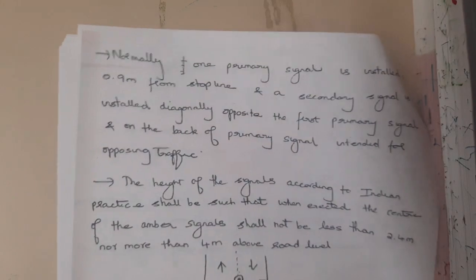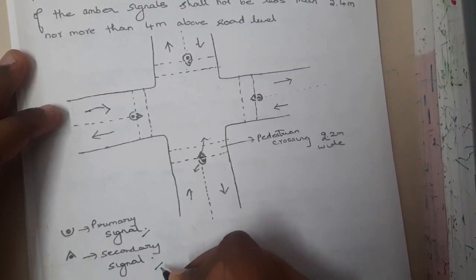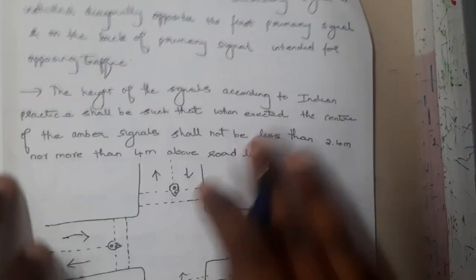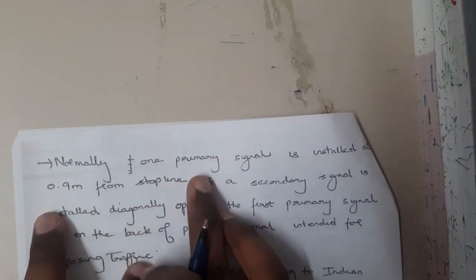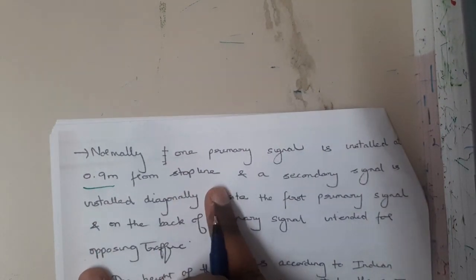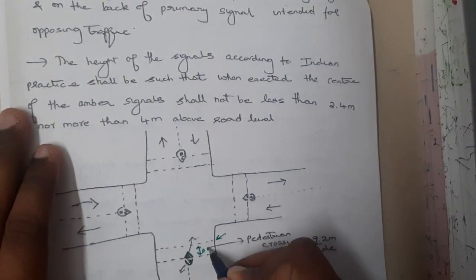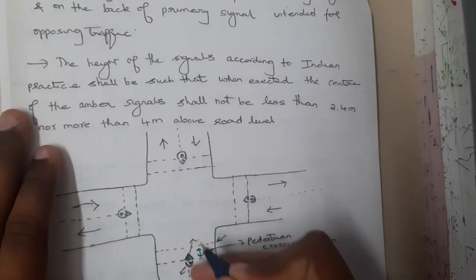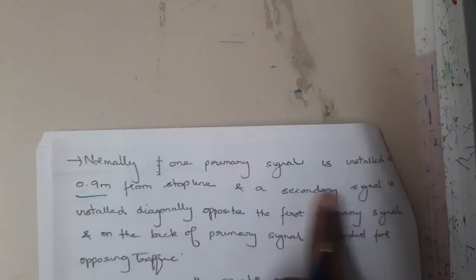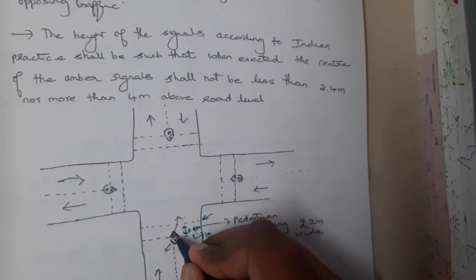So let us go through the theory. It is written here that one of them is a primary signal and the second one is a secondary signal, guys. The primary one is the first one and the secondary one is the second one. Normally one primary signal is installed 0.9 meters from the stop sign. So where you need to stop, before that, 0.9 meters or 1 meter in simple words, we will be installing this primary signal. From the stop line, and a secondary signal is installed diagonally opposite to the first primary signal. So opposite to that we will be installing it.